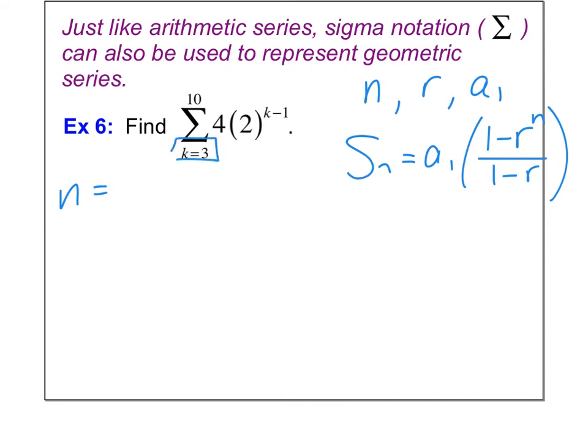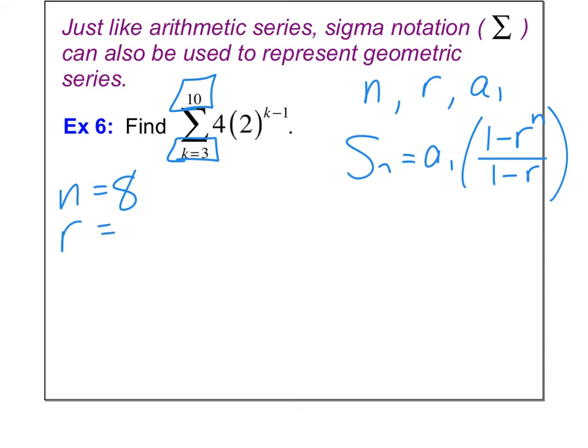Remember, we start with the number on the bottom, we end at the number on the top. So we covered how many? 10 minus 3, which is 7, but remember to add 1, so we are talking about 8. If you were to count it out, starting with 3, ending with 10, you were actually counting 8 terms. 3, 4, 5, 6, 7, 8, 9, 10. 8 terms. Terrific. What is r?